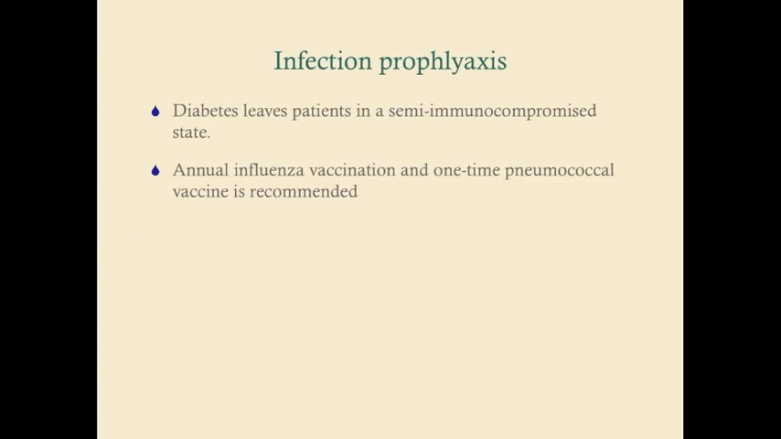Infection prophylaxis. So as I mentioned, diabetes leaves patients in a semi-immunocompromised state. It's not like they've got AIDS or anything, but they are at risk for infection. So we do want to give them an annual influenza vaccine, and then a one-time pneumococcal vaccine is recommended. If the patient has had a pneumococcal vaccine and they're under the age of 65, we don't need to give it to them. If they're over the age of 65 and their last pneumococcal vaccine was 5 or more years ago, then we're going to give them a one-time revaccination.